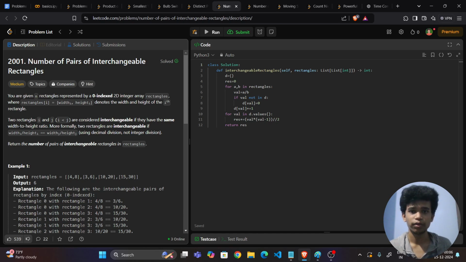Now after doing this process, I put another for loop, and I am traversing the values of the dictionary, and inside the dictionary I am applying the formula that we derived. What is the formula? N into n minus 1 divided by 2, and I am adding it to the result. That's it. Then I am returning the result. That's it. Thank you.